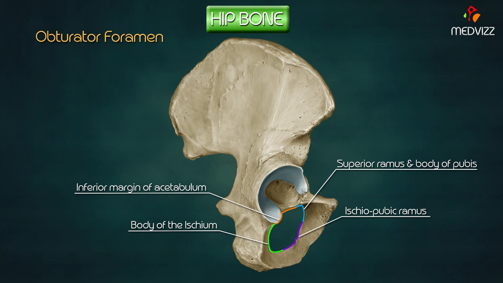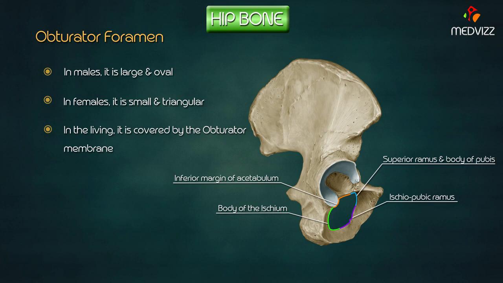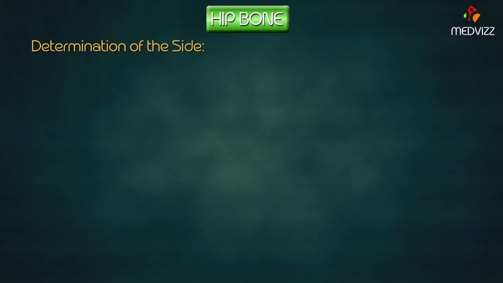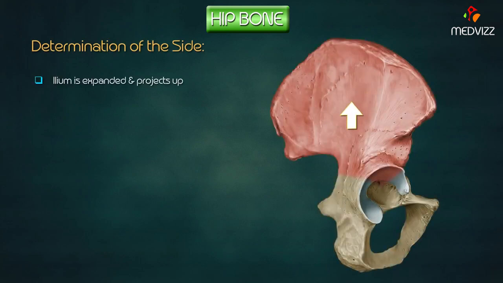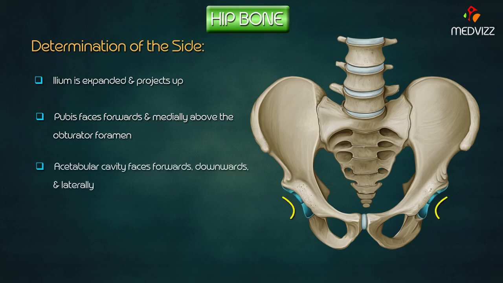Above, inferior margin of the acetabulum. In males, it is large and oval. In females, it is small and triangular. In the living, it is covered by the obturator membrane, which is attached along the margin except in the upper part for the passage of the obturator nerve and vessels from the pelvis to the thigh. Determination of the side. Ilium is expanded and projects up. Pubis faces forwards and medially above the obturator foramen. Acetabular cavity faces forwards, downwards, and laterally.